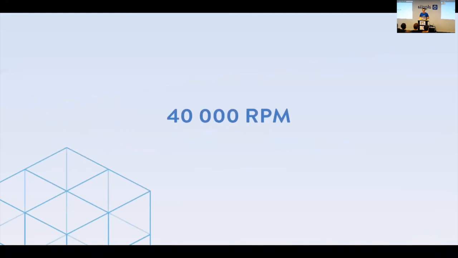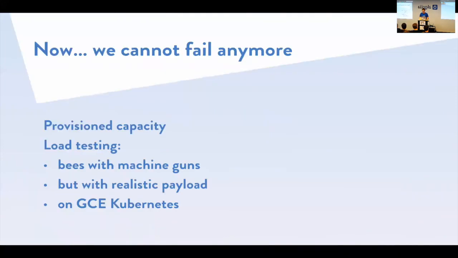Today we are up to 40K RPM. It's growing, so it's still a challenge to face the growth of this API. But today we cannot fail anymore. We have bigger customers. We have complete security teams looking at Sqreen and how Sqreen is operating. So we have no choice. We need to be reliable and resilient all the time. As I told you, we have provisioned some capacity for handling new customers, and we also do a lot of load testing.